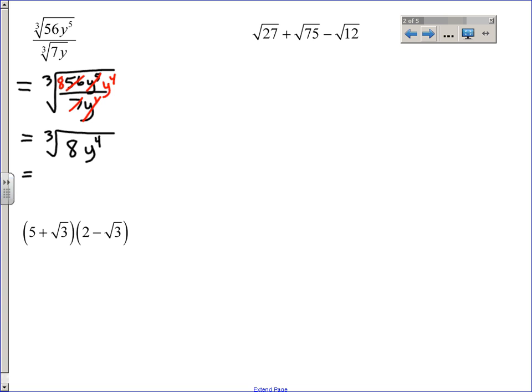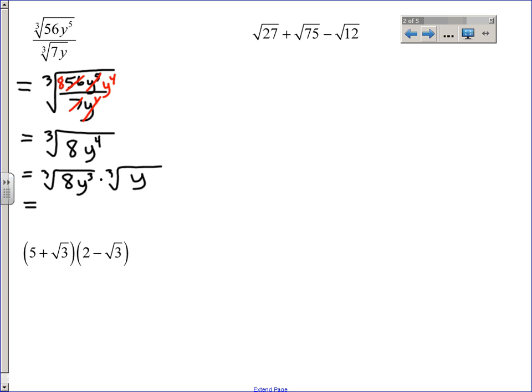Now make your two radicals, your perfects and your leftovers. Remembering that we have cube roots here, we look for the cube root of 8, and it is indeed perfect, so it can go there. y to the 4th, again for exponents, you're looking for a multiple of 3, so that's y cubed. You have a leftover of 1 y, so your answer will be the third root of 8 is 2, the third root of y cubed is y, and then your leftover, the third root of y. And that's it.